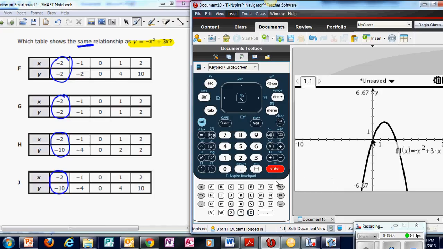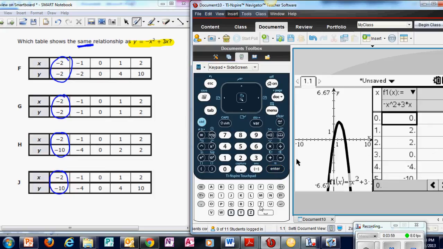So I have to hit enter to graph it, and I see it's a parabola that opens down. It's a parabola because there's an x squared. Opens down because that quadratic term was a negative, or had a negative coefficient. So I need the table, and I will hit Control T to pull up a table. I'm looking for when x is -2, and I don't have any negative values because it automatically starts off when x is 0 and increases.